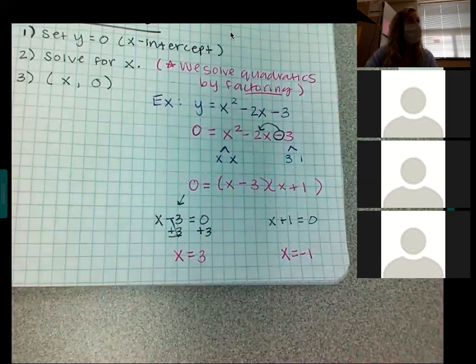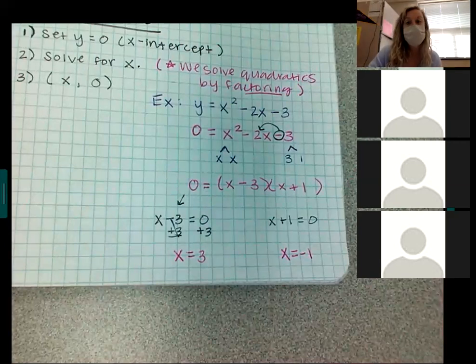3, 0, and -1, 0. Those would be our 2 x-intercepts. Did I lose anybody? Because some of y'all looking a little, where'd I lose you? I'm gonna pause this.